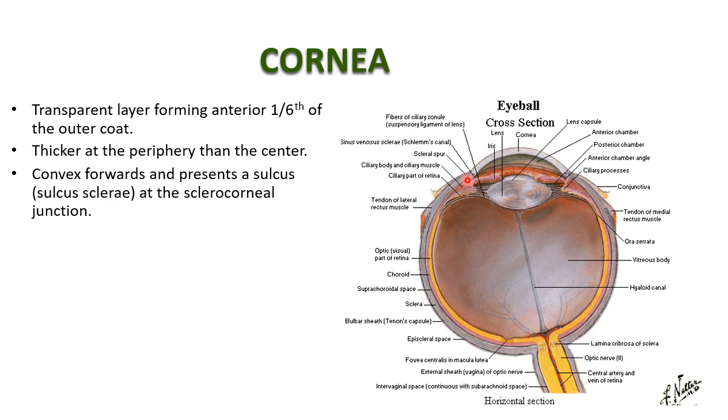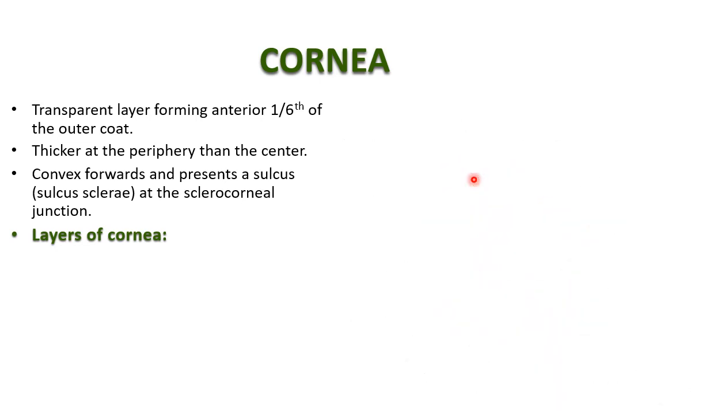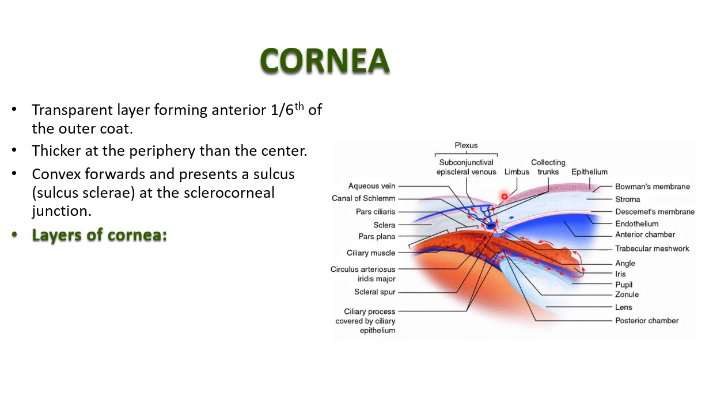It is convex forwards and presents a sulcus, as I told you, at the sclerocorneal junction, that is called the sulcus sclerae. I'm not going into the details of the histological part. The sulcus also marks the position of the limbus or the sclerocorneal junction.